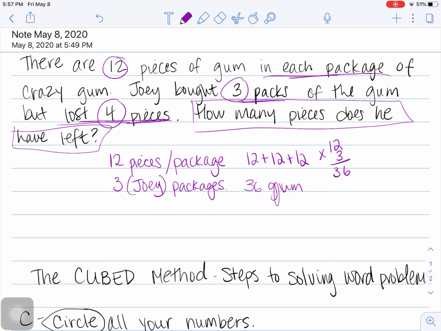Oops, I don't know what's going on. My pencil's not working very well.